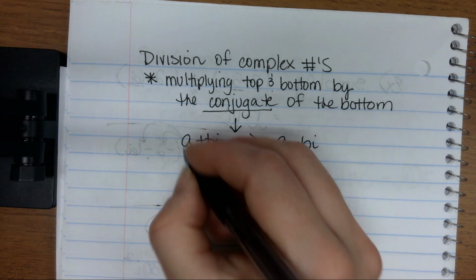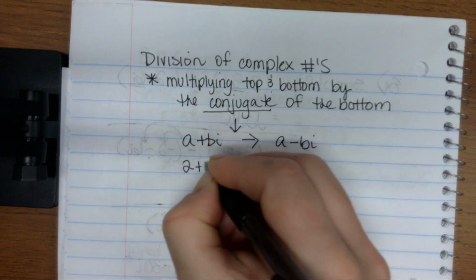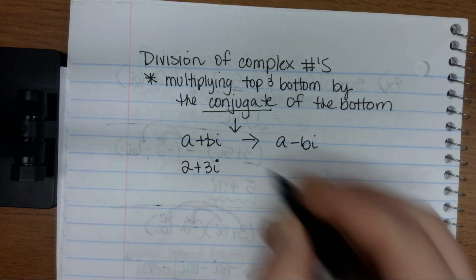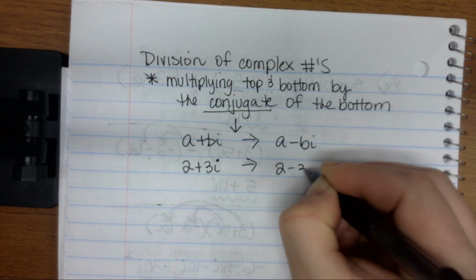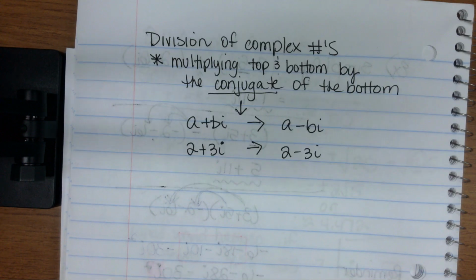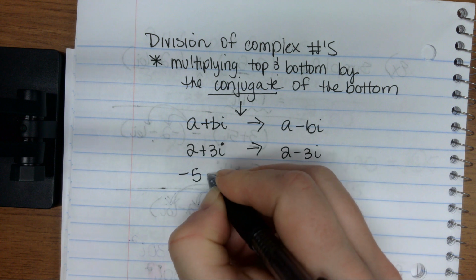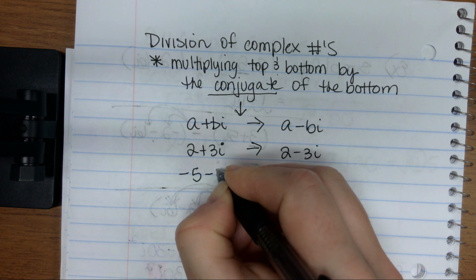I'll start with all addition. What's the conjugate of 2 plus 3i? Yep. Okay, let's do another one. What if I had negative 5 minus 2i?